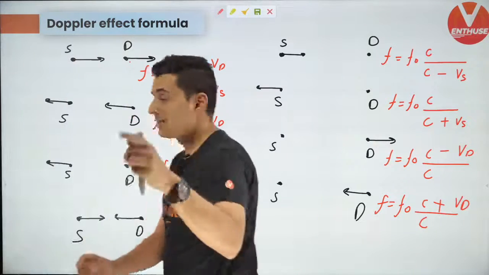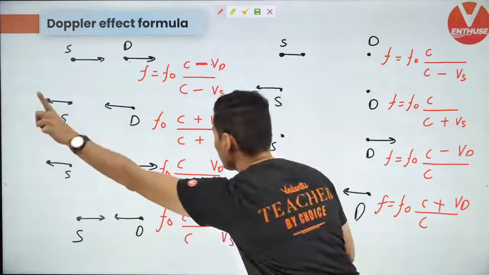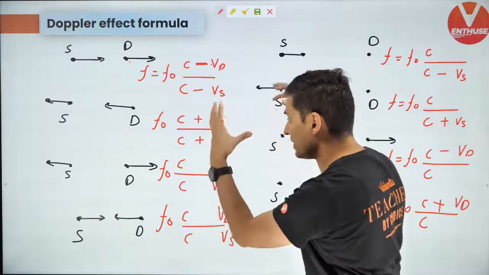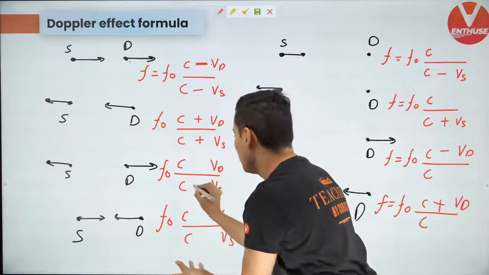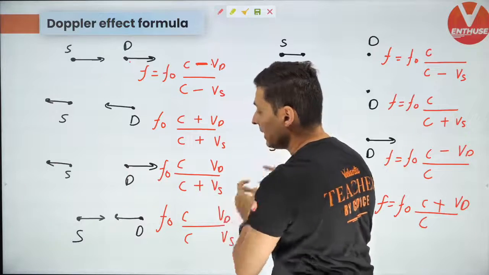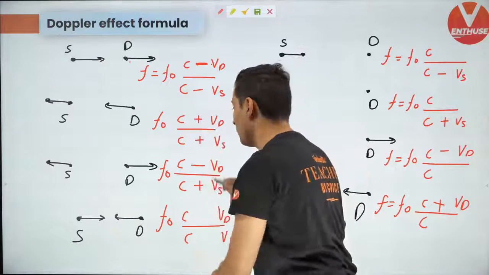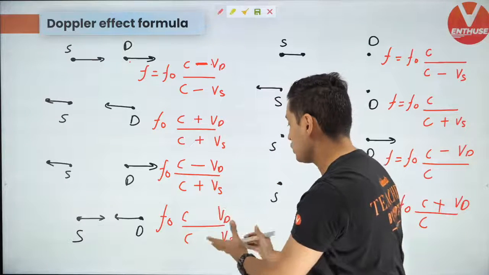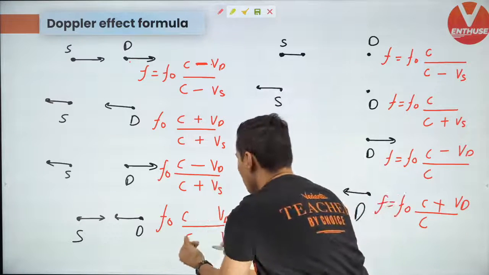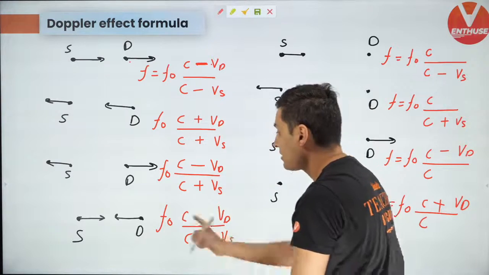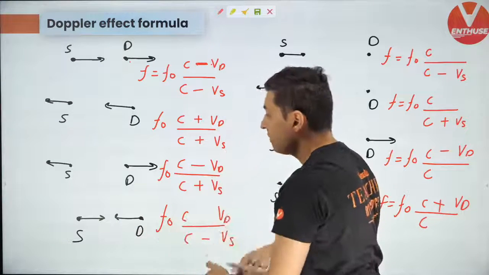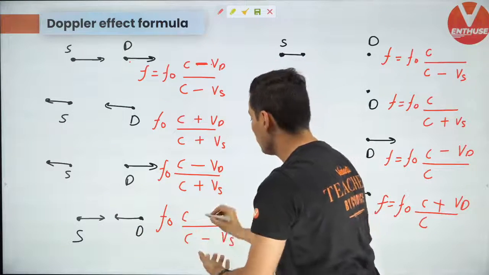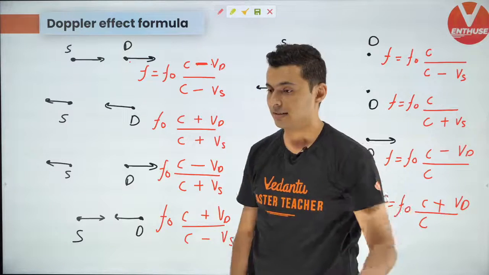Yes, correct. And similarly, over here, source is going away. Frequency should reduce. So this should become plus. Detector is going away, so frequency should reduce. So minus. That's it. Here, source is moving towards, so frequency should increase. This should become smaller. So minus. Detector is going towards, frequency should increase, so make this numerator plus. That's it.